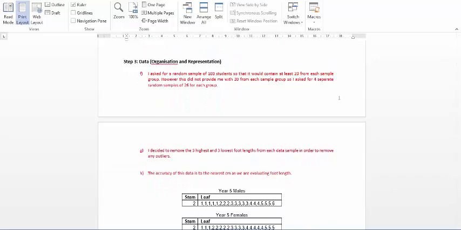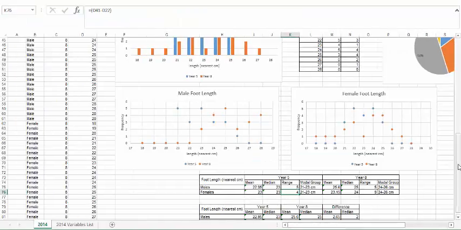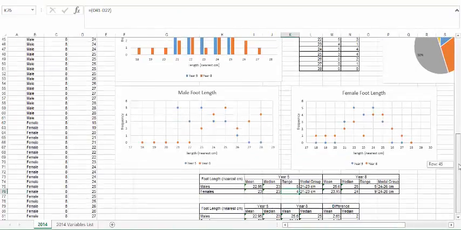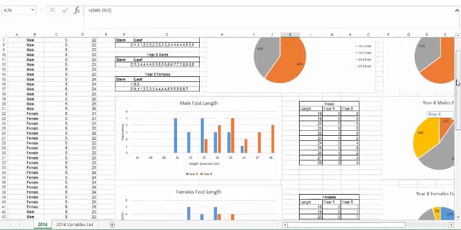From what I had collected, I split the data into year groups and gender, as well as ordering them in foot length from lowest to highest. This enabled me to create the stem and leaf plots.